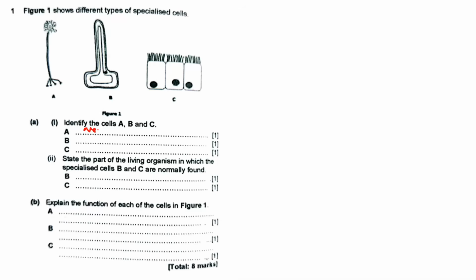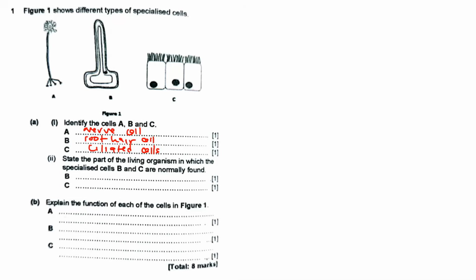So the first one is called the nerve cell. Then, of course, the second one, which is B, is root hair cell. Then you have the ciliated cells. Okay? So that is nerve cell, root hair cell, and ciliated cells. State the part of living organism in which the specialized cells B and C are normally found.